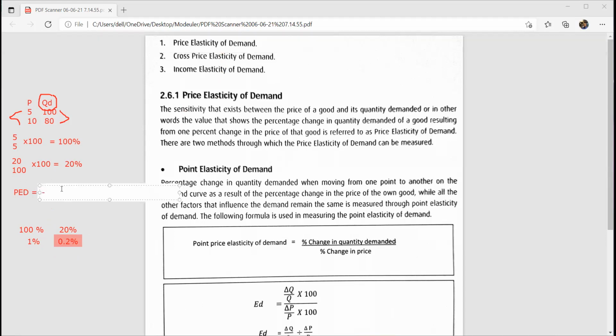Anyways, we can put a minus sign. What does the minus sign represent? Inverse relationship. The inverse relationship occurred between price and quantity demand. Right.